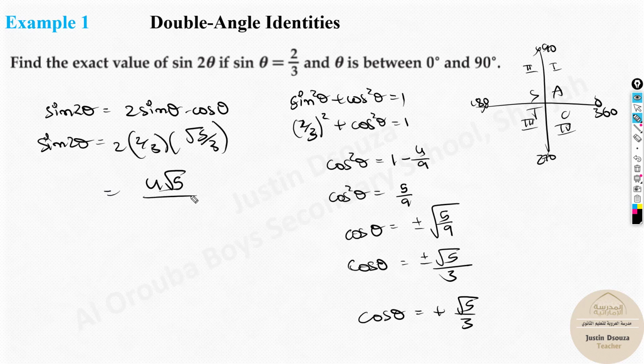Root 5 divided by 3 times 3 is 9. Yes, that's the answer. Over here we are getting positive. Now, if it was any other quadrant, it depends. If it was in the second or fourth quadrant, we would have minus. In the first and third, it's plus for sine 2 theta. This is the answer: 4 root 5 divided by 9.